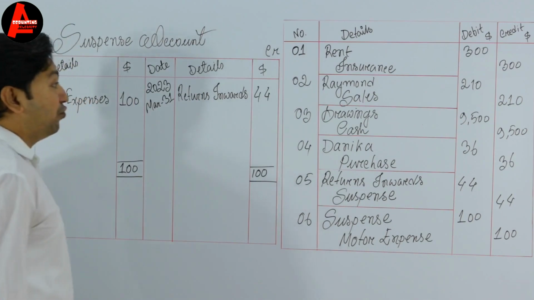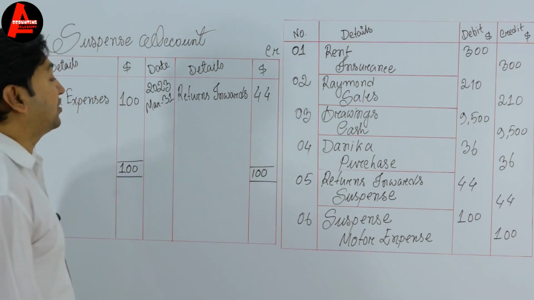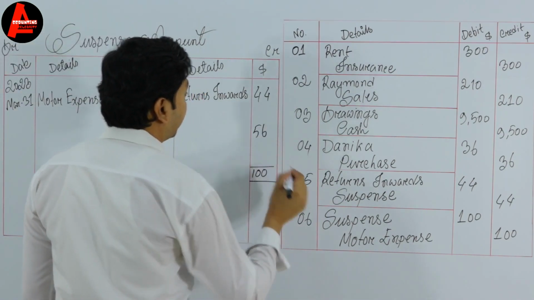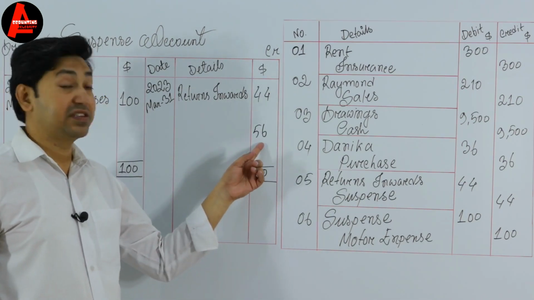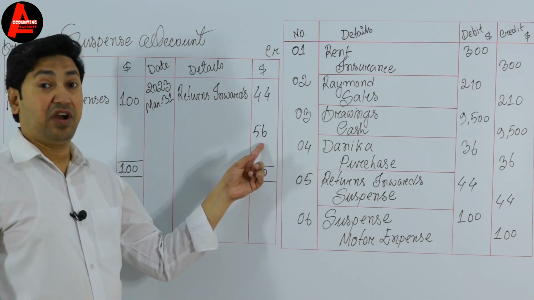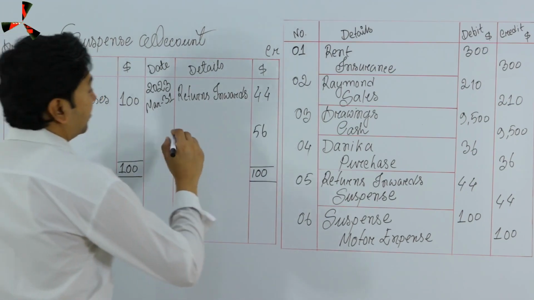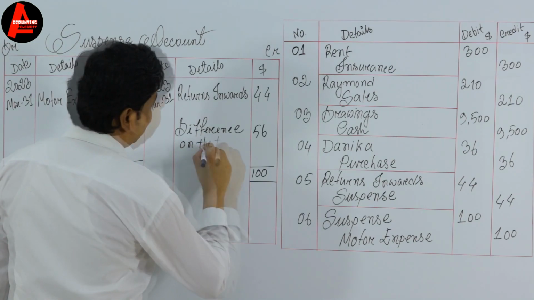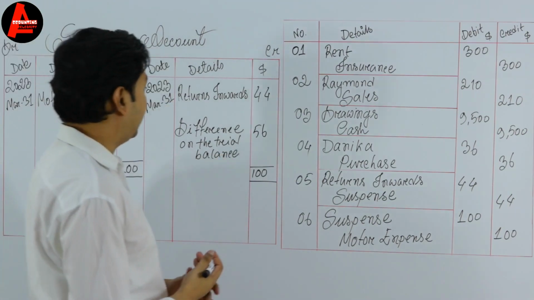Now we will subtract this $44 from 100. So we get here 56. Yes, 100 minus 44 equals 56. Now this is the difference. This $56 is the difference between the debit and credit column of the trial balance. So what will we write here? We can write here difference on the trial balance.